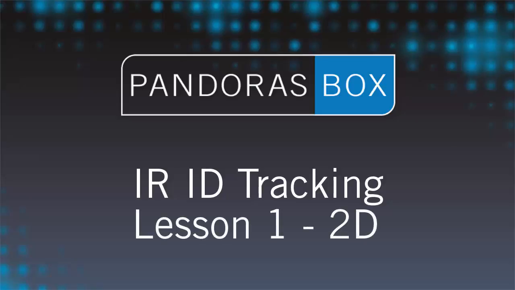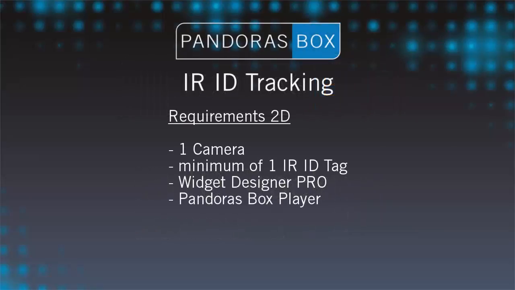In our first lesson, we start with 2D tracking. Therefore, we need one camera and a minimum of one ID tag, plus the Widget Designer Pro and a Pandoras Box player version. One important information regarding the position data we will receive: in the 2D mode, Widget Designer will always output the position in 2 dimensions, which are called X and Y. This is independent from the camera position, meaning that it is not important how you install the camera.